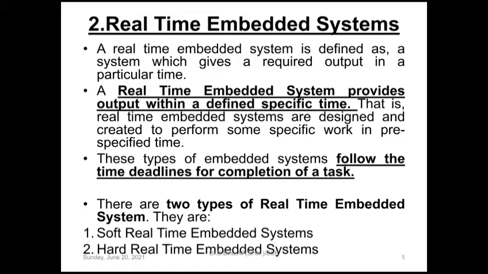There are two types of real-time embedded systems available. They are soft real-time embedded systems and hard real-time embedded systems. In soft real-time embedded systems, it should also follow the deadline, but some deviation in the deadline is acceptable. But in hard real-time embedded systems, it should follow the deadline strictly. If there is a deviation in the deadline, it is not acceptable.